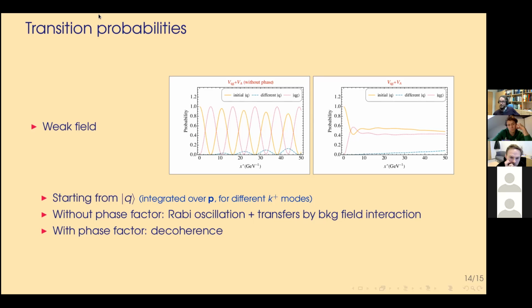Again, here are the probabilities of being in the initial quark state, in some different quark state, and in the QG sector. If you don't have the phase, you would just oscillate. But when you have the phase, you start with a quark only. After some finite amount of time, you basically end up in a relatively static state where you have some quark component and some quark gluon component.